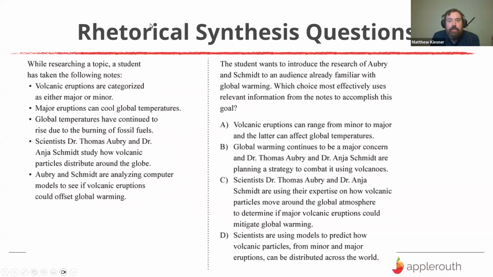All right, and then here's the rhetorical synthesis. These ones are like the weirdest new questions. They're always at the end of each module, and so they're easy to identify because they always have a bulleted list as the text. And what we found is actually a really great strategy is that the question is always asking something very specific. Here they want to introduce the research of these folks to an audience already familiar with global warming. So on this question specifically, you can actually just go right to the answer choices and see which one makes sense.